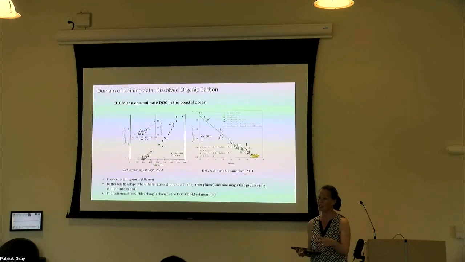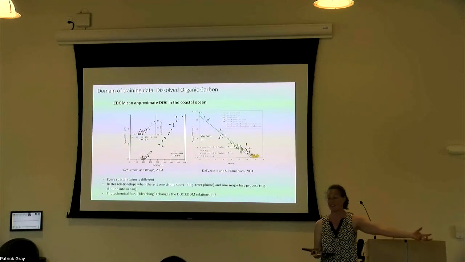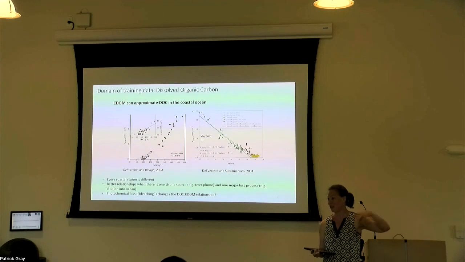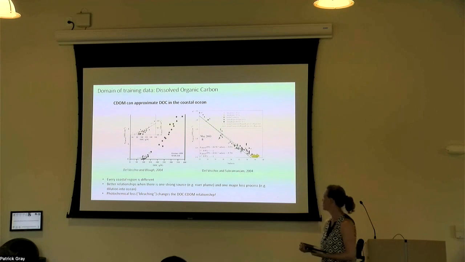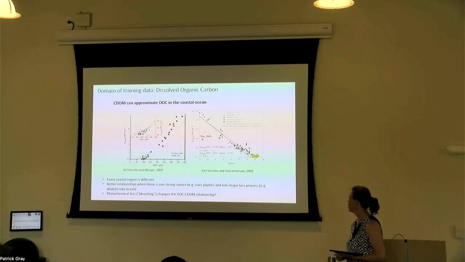That doesn't mean you can take your relationship or your algorithm and go down to the next estuary or the next river somewhere else in the world and expect it to work. But for a single system, this is sometimes a good approach. The two figures here illustrate absorption by CDOM at 355 nanometers versus DOC.